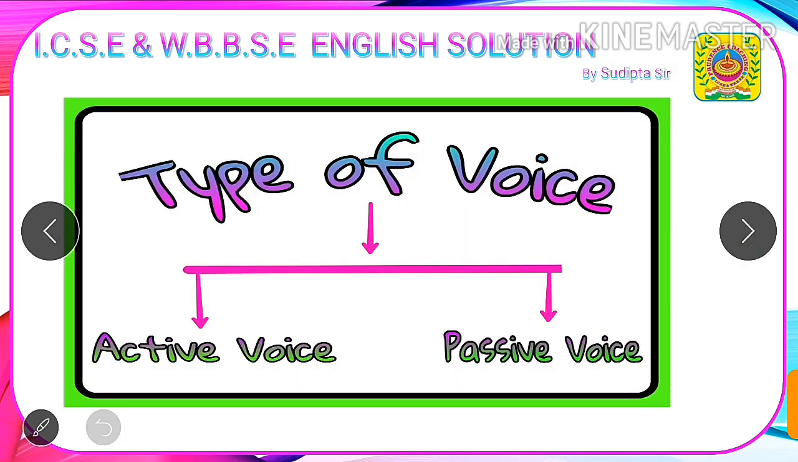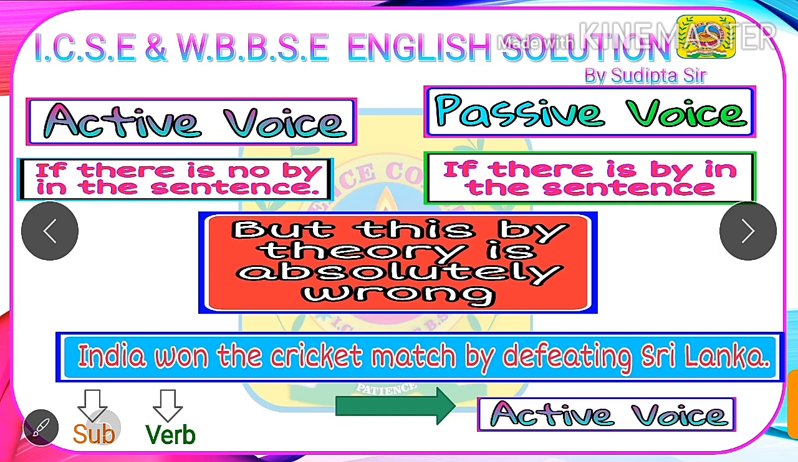We will start from the basics. My dear students, we all know voice is of two types. One is active voice, another is passive voice. But students, do you know what is an active voice and what is a passive voice? Some of you may say that active voice is a sentence where there is no by, whereas passive voice is a sentence where there is by. But students, this concept of yours is absolutely wrong. Why wrong, students? Okay, we will clear it out with an example.